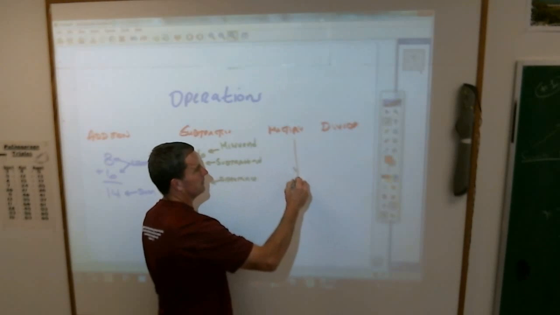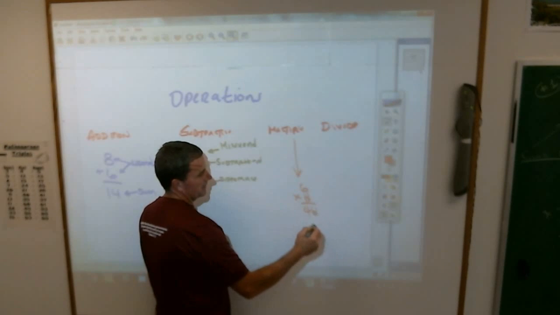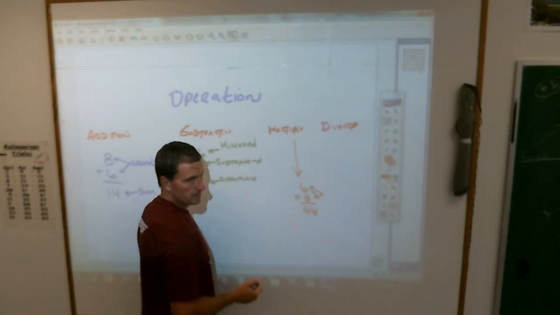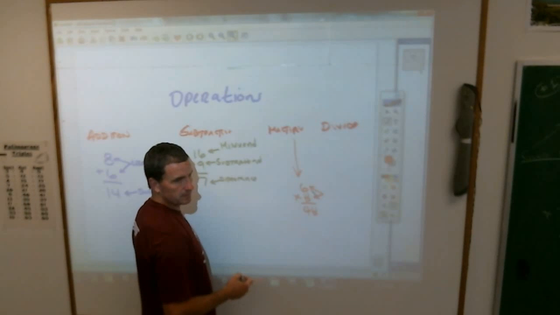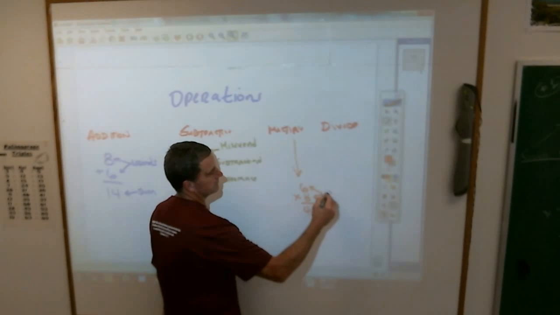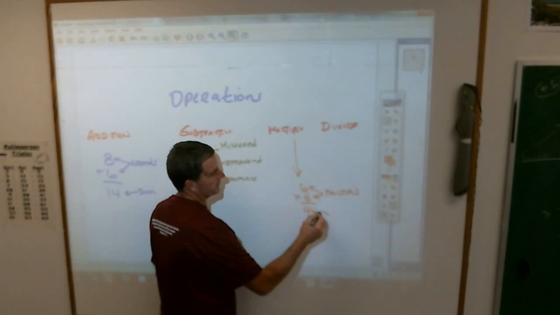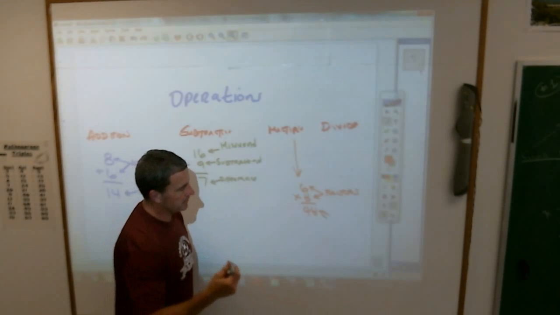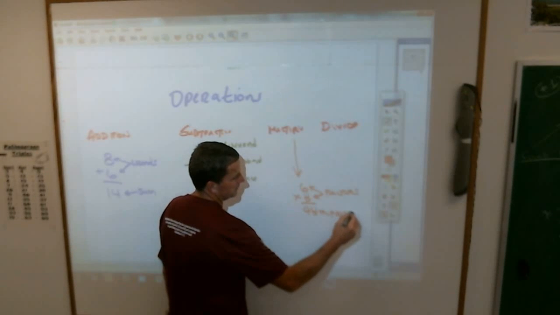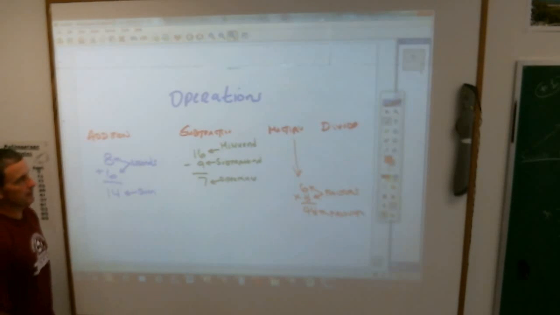Multiplication is easy. 6 times 8 is 48. You probably know these. The 2 things that get multiplied together are called? Maybe not. Factors. And the answer to a multiplication problem is called? We got that one there. Product. So if we ask you what the product of 6 and 8 is, that means you multiply.